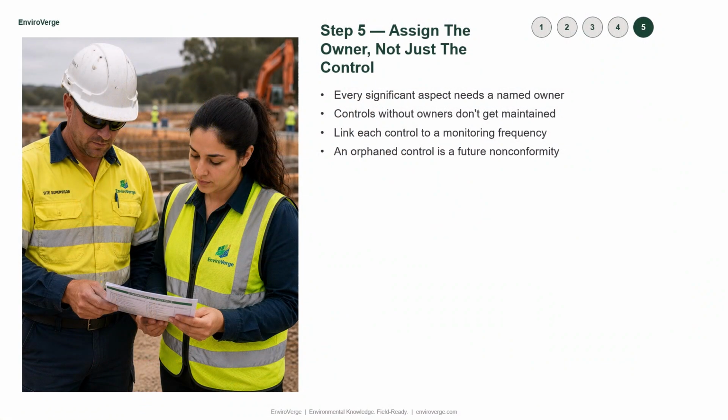Step 5. Assign a named owner to every significant aspect. An individual, not a department. A control with no assigned owner is not maintained, and an unmaintained control becomes a future nonconformity.